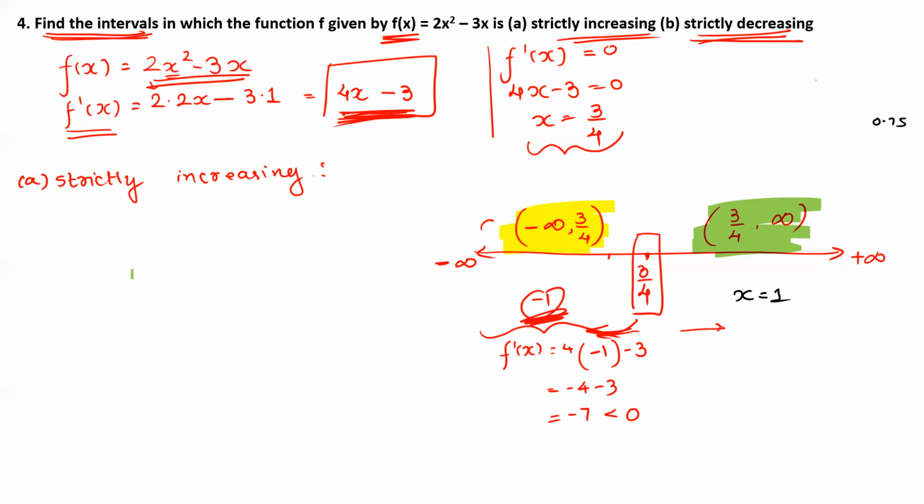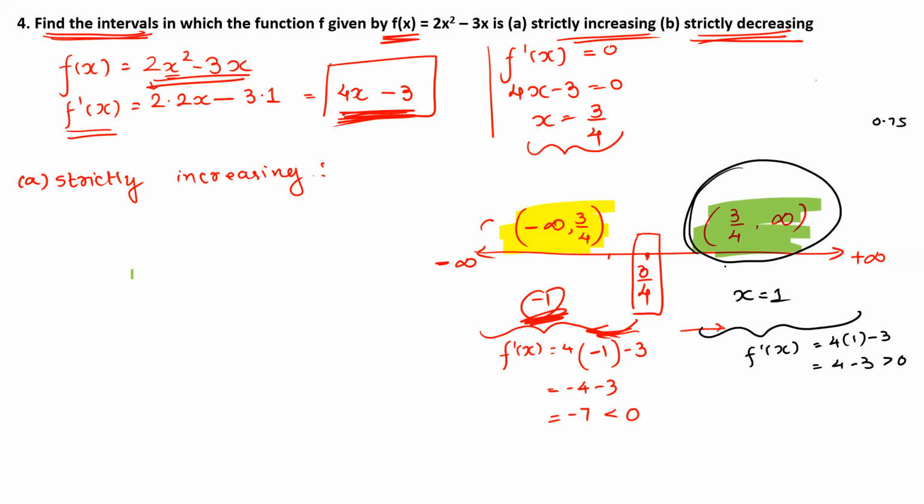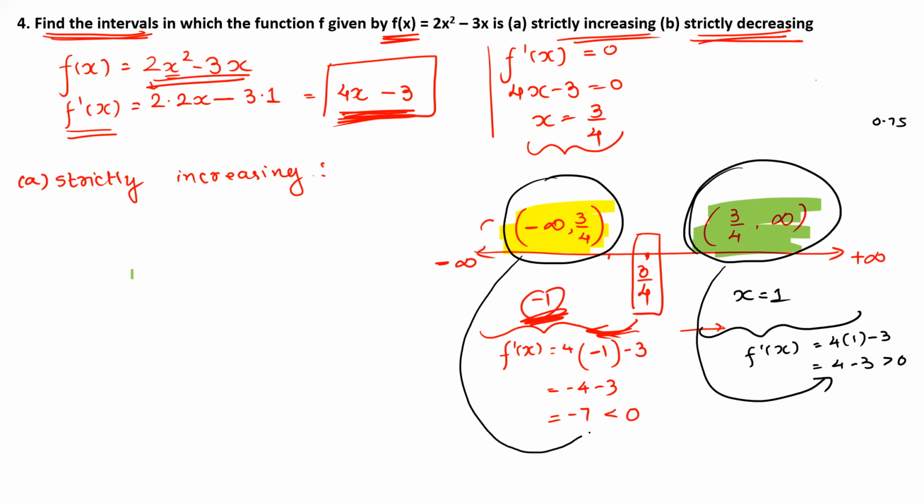Even for the left side part, we could have substituted x equal to 0. That would also be easy. So let me substitute for this region. If I substitute in f dash x, it is 4 into 1 minus 3, which is 4 minus 3, which is greater than 0. So you can see that in this green color part the function is increasing, and in the yellow color part the function is decreasing. That is how we are going to check. This is the very first question. You might be a little confused, but with practice the confusion will go.